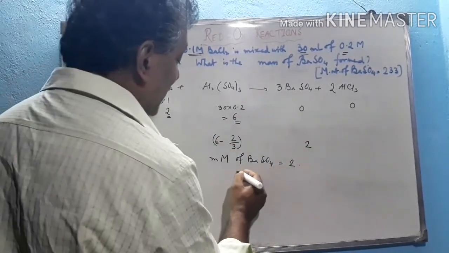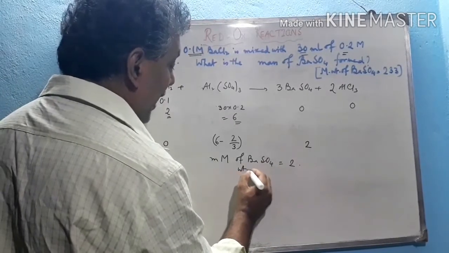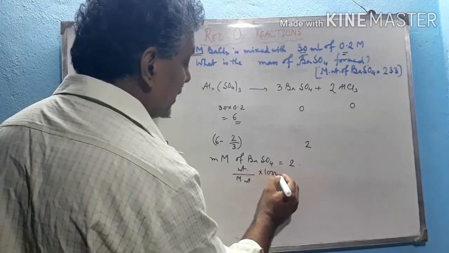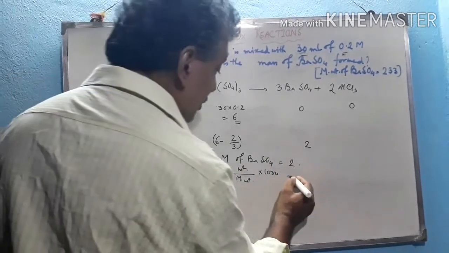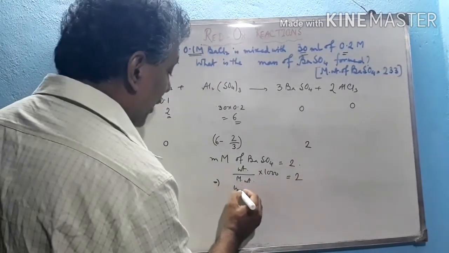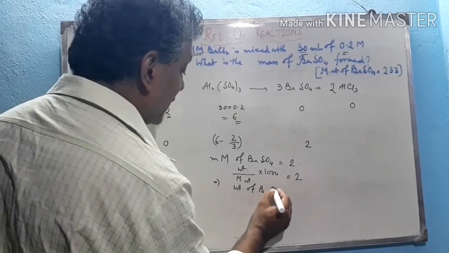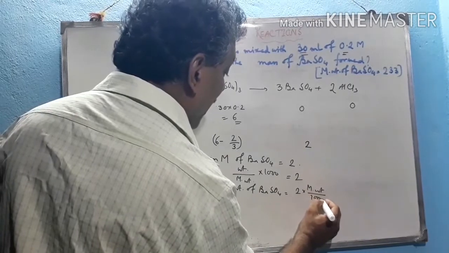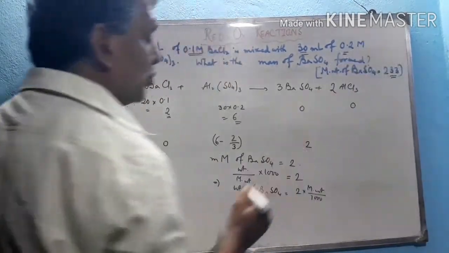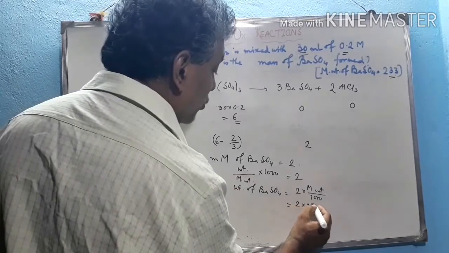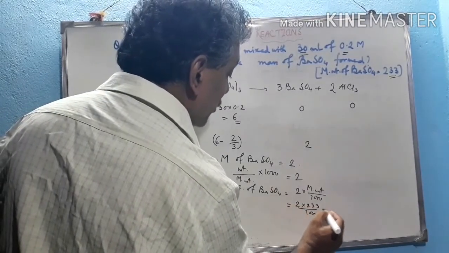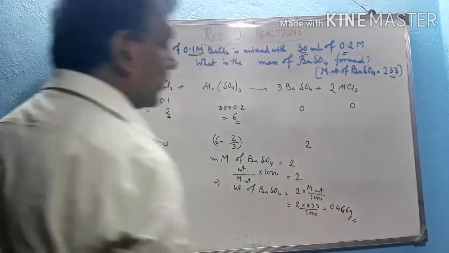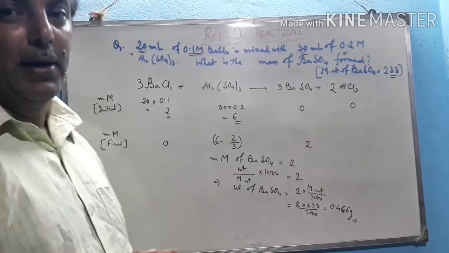Now millimoles of barium sulfate can be written as weight by molecular weight into 1000. This is the expression of millimole, equal to 2. So we can write the weight of the barium sulfate obtained is 2 into molecular weight divided by 1000, and we know that the molecular weight of barium sulfate is 233. That means 2 into 233 divided by 1000, which is equal to 0.466 gram. This is the mass of the barium sulfate obtained.